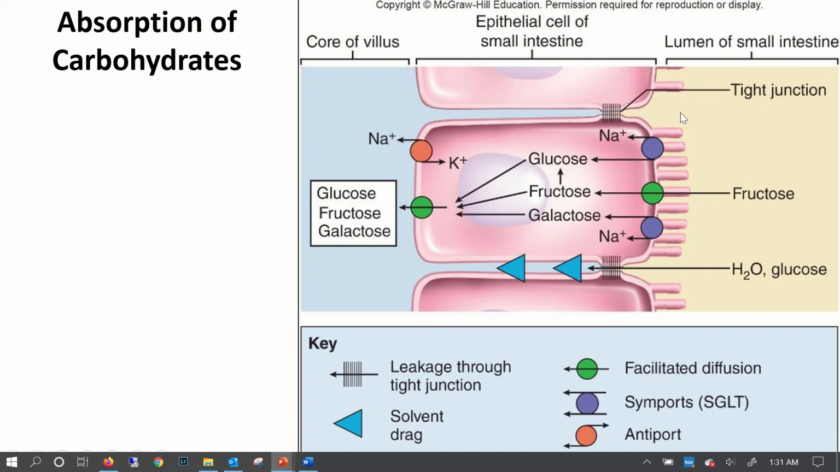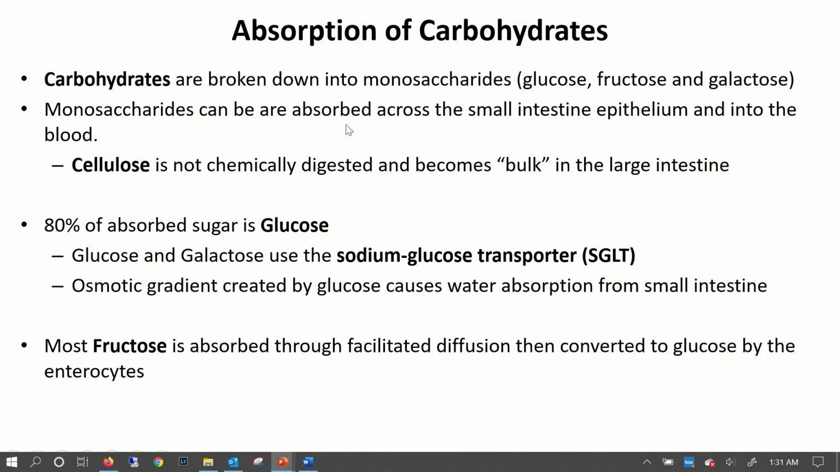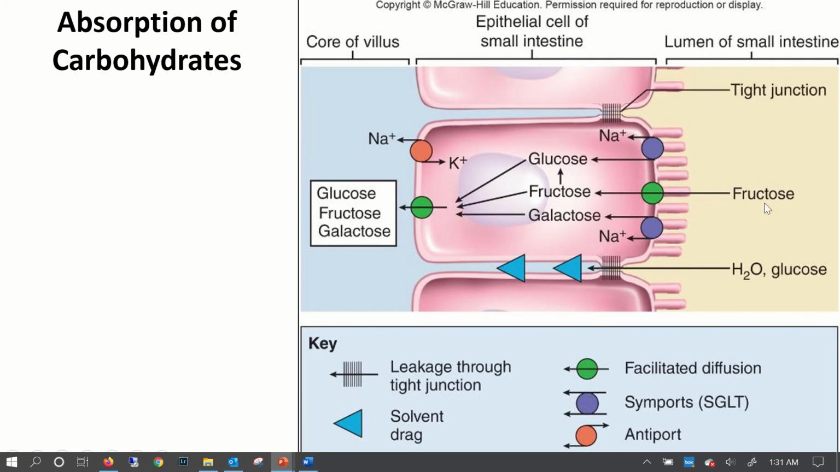Now, the movement of these monosaccharides into the core of the villus creates an osmotic gradient. This osmotic gradient actually increases the water absorption from the small intestine. Water tends to be absorbed through what we call solvent drag, through leakage channels in tight junctions. In some cases, you can have enough solvent drag that glucose follows the water. So glucose leads the way, water follows it, and some of the glucose dissolved in the water follows that. So it's a really nice positive feedback cycle.